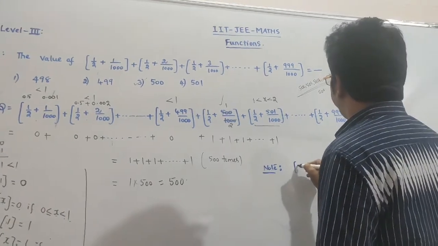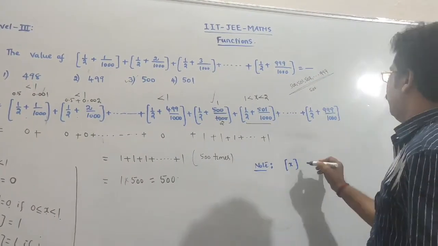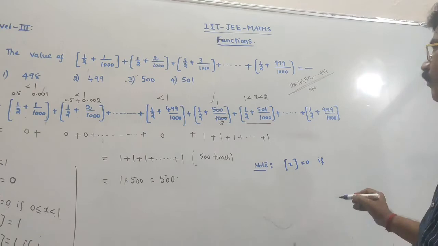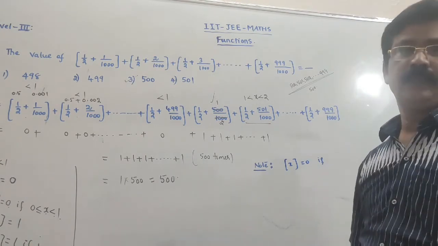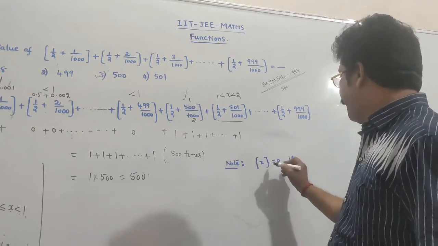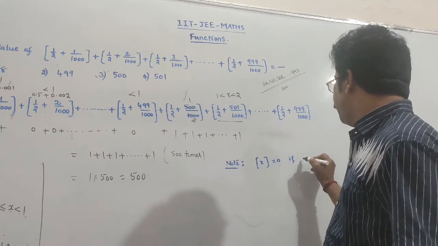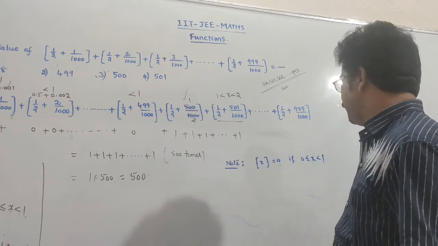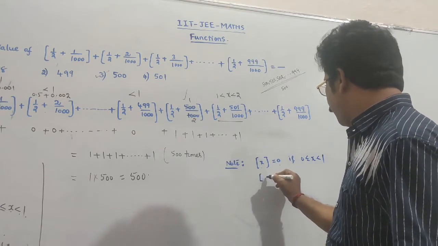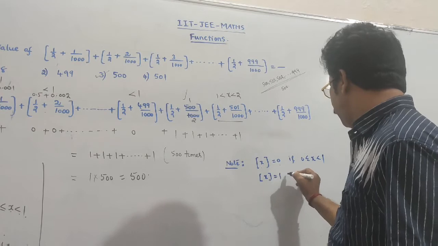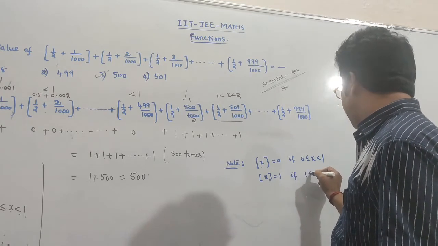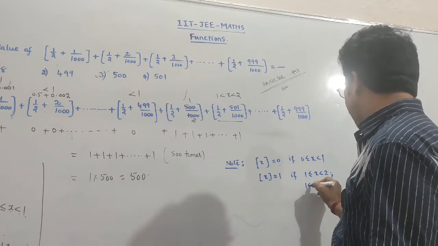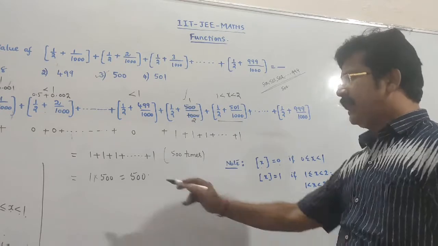So box of x value here is 0 if 0 is less than or equal to x less than 1, and box of x is equal to 1 if 1 is less than or equal to x less than 2. Okay, I wrote the same there.